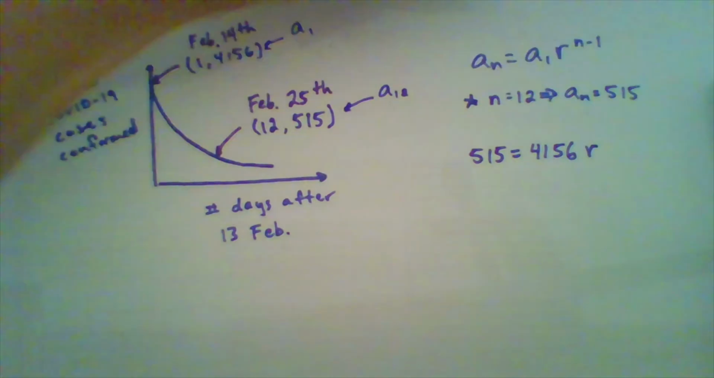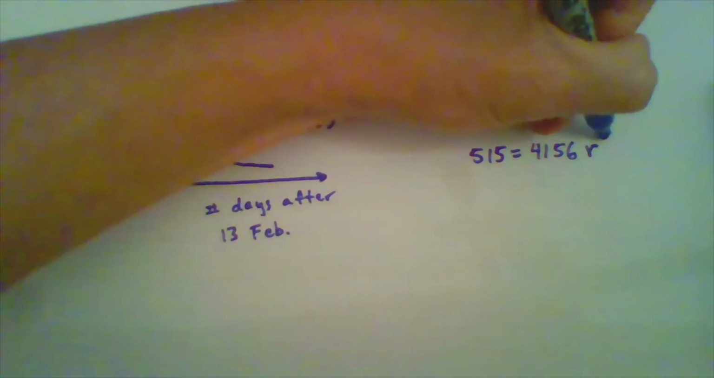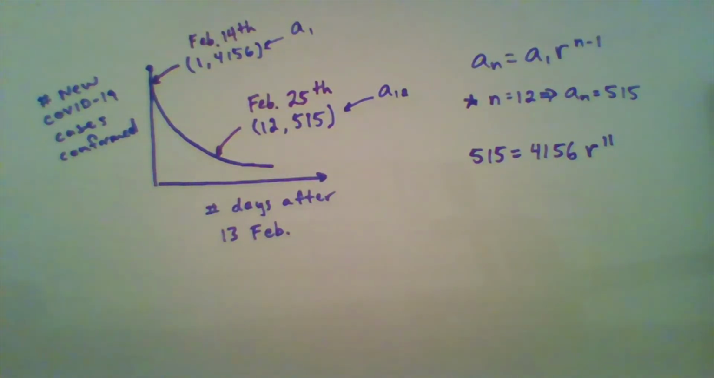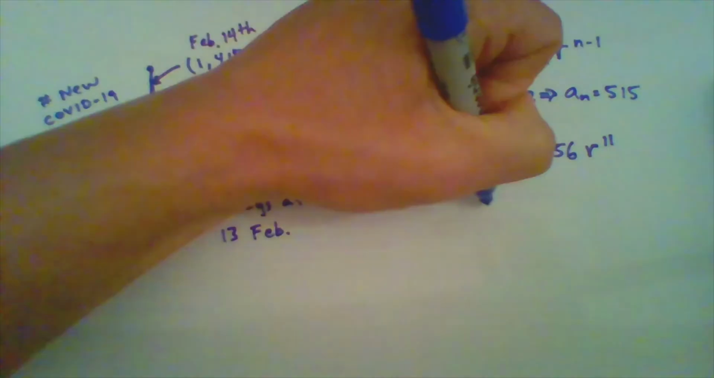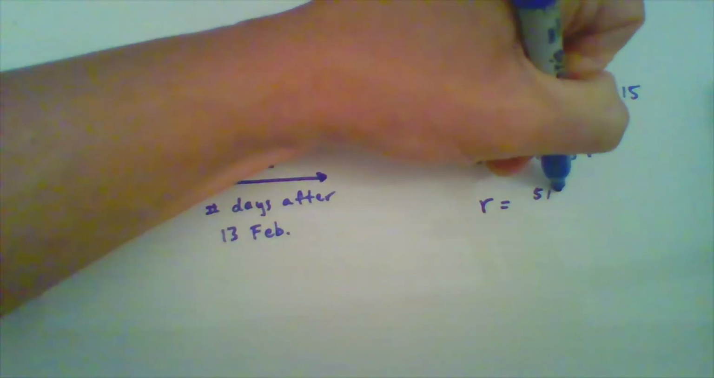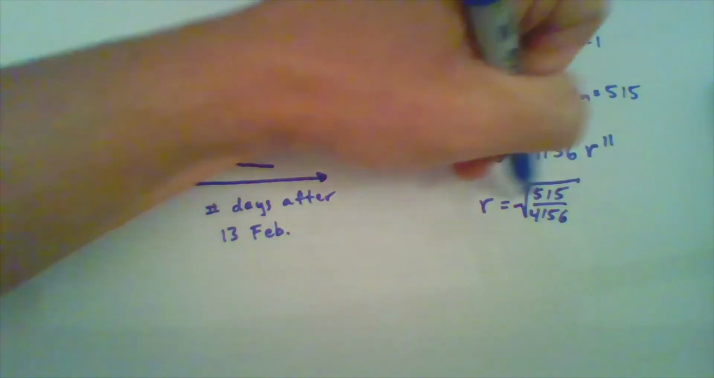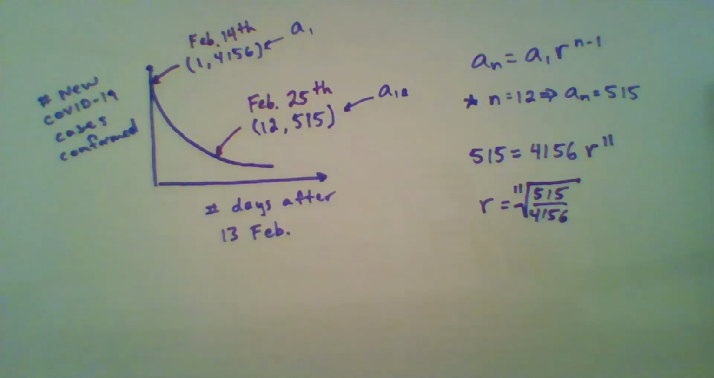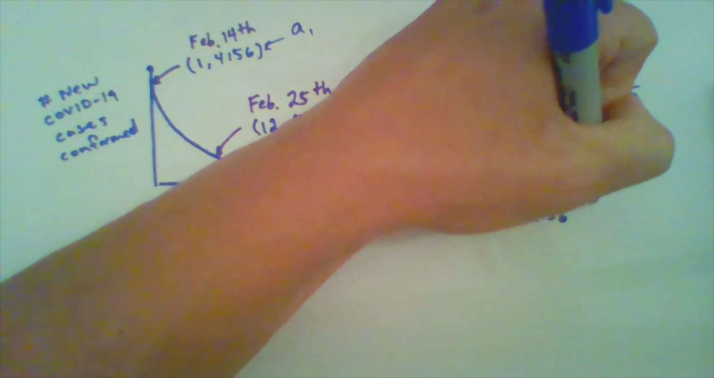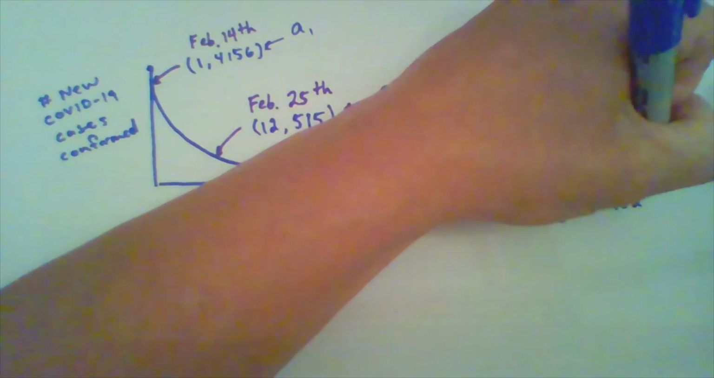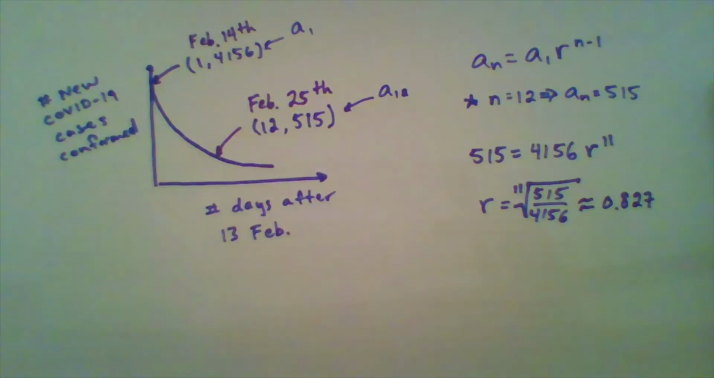R is still unknown, but if n is equal to 12, n minus 1 is 11. So that's what we get. And if we want to solve this equation, we can divide both sides by 4,156 and then take the 11th root. So r is equal to 515 divided by 4,156, and to take the 11th root of that, which also means to raise it to the power of 1/11. If we calculate that, it's approximately equal to 0.827. There are more decimal places after that. I stopped rounding at the 7 because after the 7 there was a 0, so that's a nice place to stop because I don't have to do too much rounding at that point.